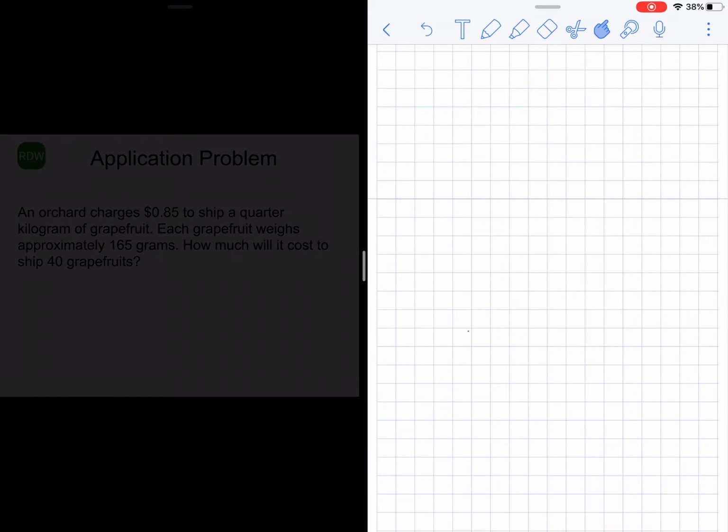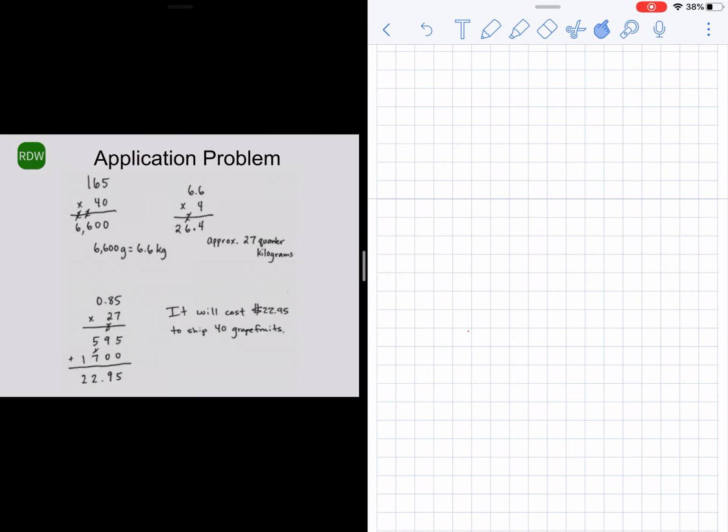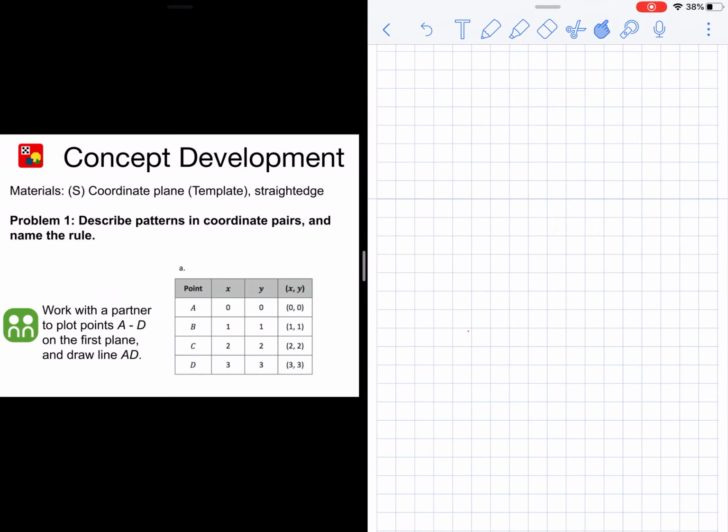We did our application problem. And now we're on our concept development. So you do need your graph paper. And for problem number 1, you are going to plot these points that you see here on your graph, on your coordinate plane. So go ahead and draw.